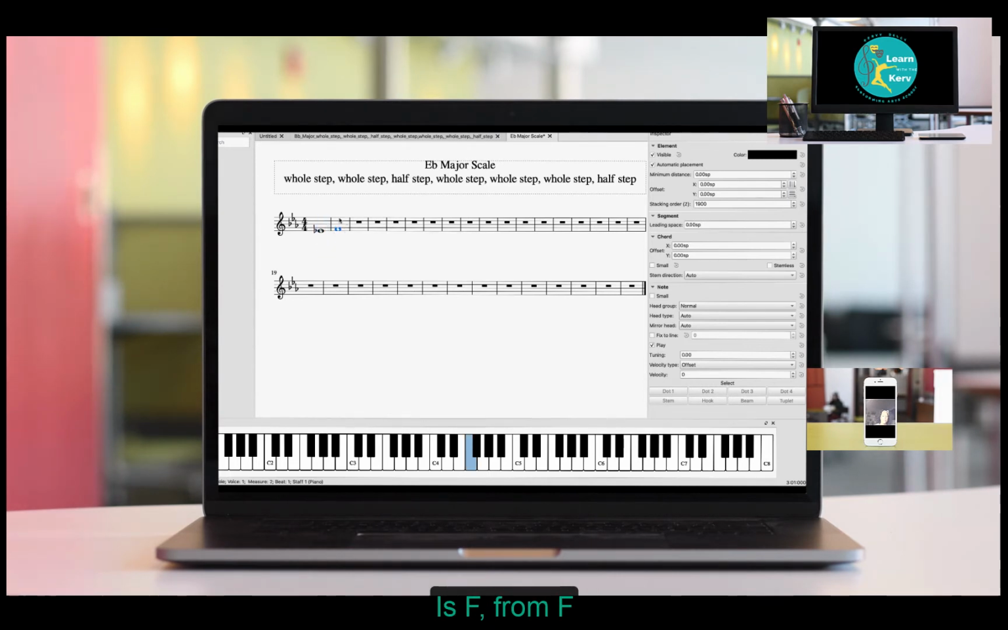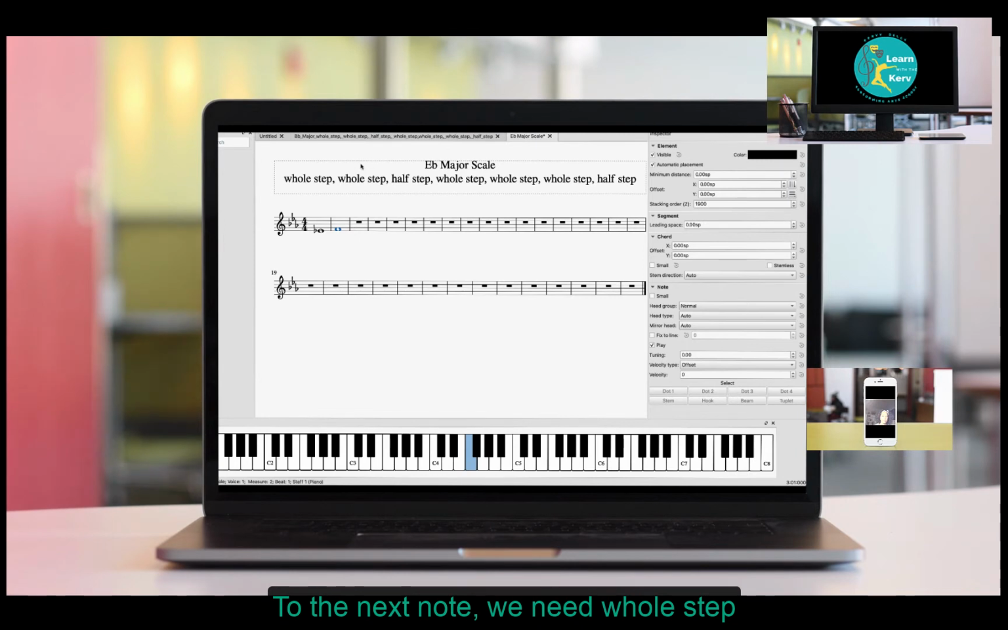From F to the next note, we need a whole step. F to F sharp is a half step. F to G is a whole step. Our next note is G.